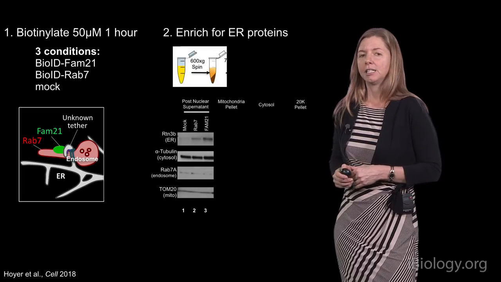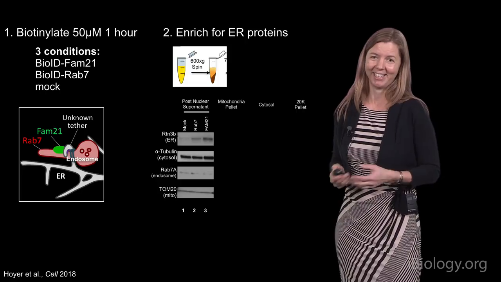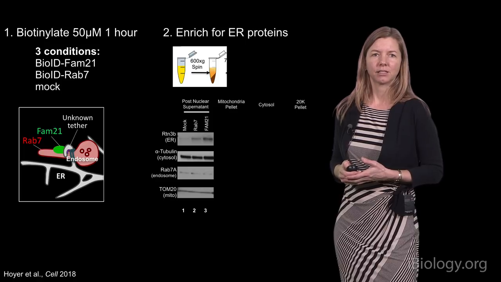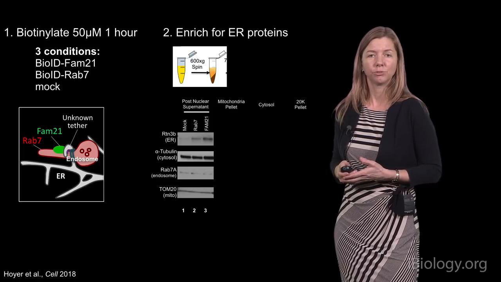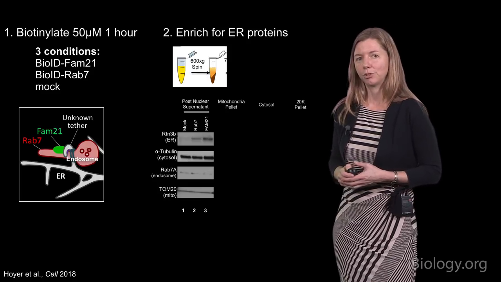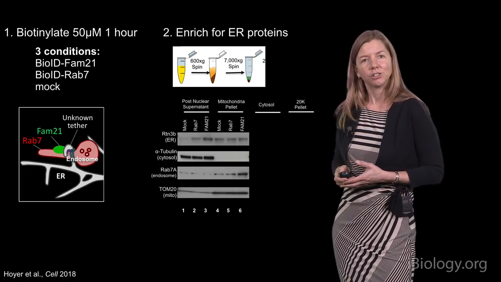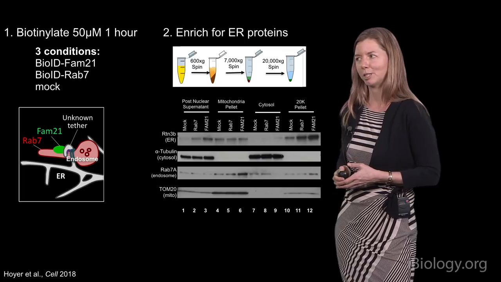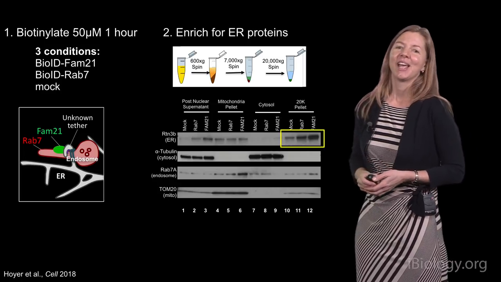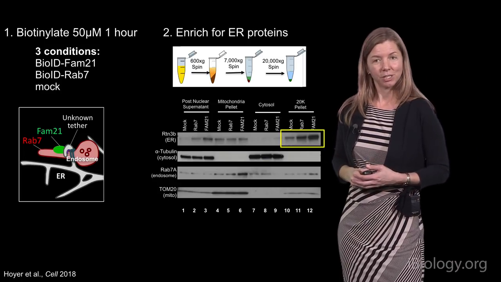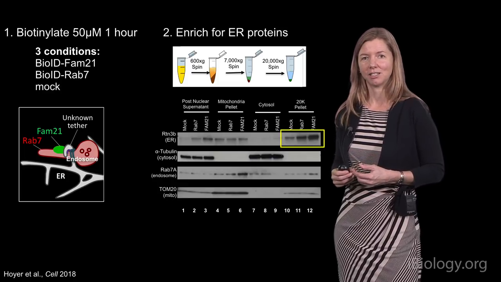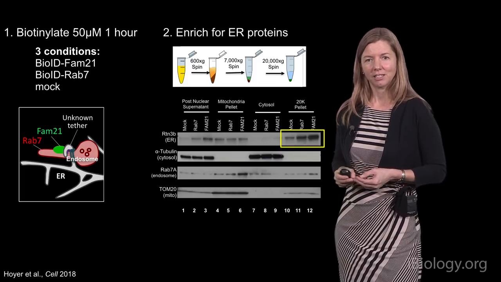The fourth key component to getting this strategy to work is to get rid of everything that you don't want. And so what we decided to do was transfect these constructs into cells, and then we enriched only for ER proteins that are biotinylated. So the first thing we did was we got rid of the postnuclear supernatant. Then we got rid of mitochondria because they're full of biotinylated proteins. We spun out the cytosol. And then we just purified this 20K light membrane fraction right there and asked, was it enriched? It was enriched for ER proteins, and it was enriched for biotinylated proteins. It was enriched for some endosomal proteins, and it was pretty much depleted of cytosol and most of the mitochondria. That's the fraction we took.